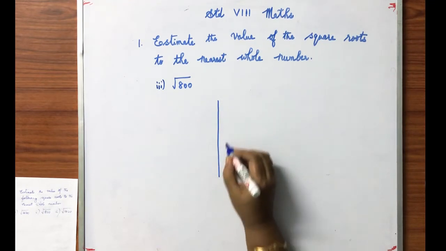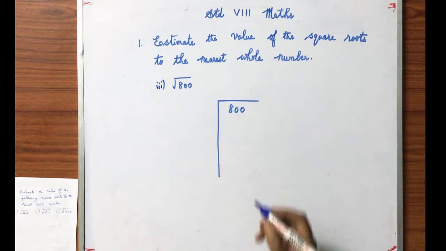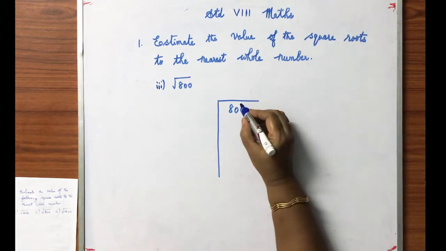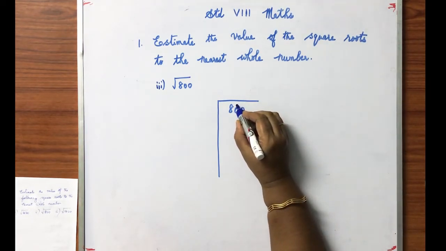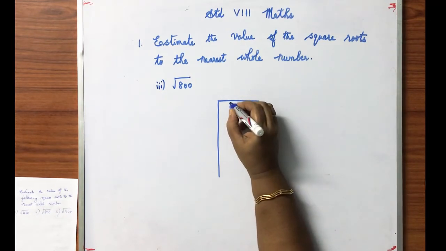So first we have to write 800. Now pair the numbers. So the last 2 zeros will become one pair. And here this number is separate. So put a bar on the top.